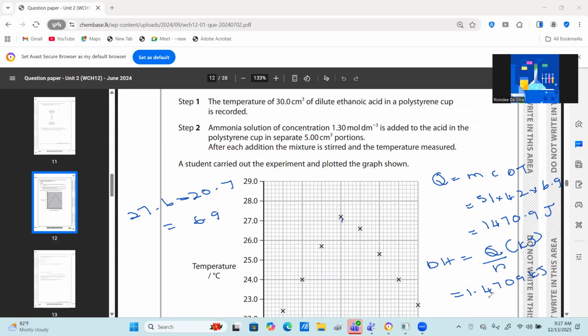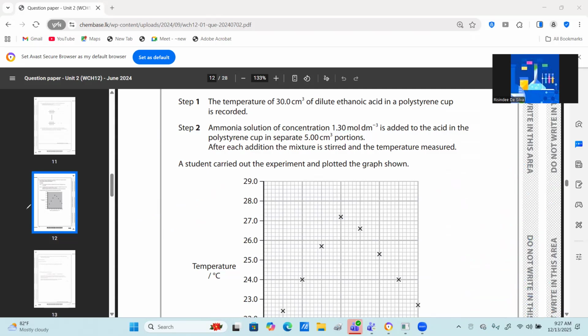1.479 kilojoules divided by the number of moles of ammonia, which is 0.20273. So you get the answer as minus 53.9 kilojoules per mole. Minus because the final or maximum temperature is greater than the initial one.